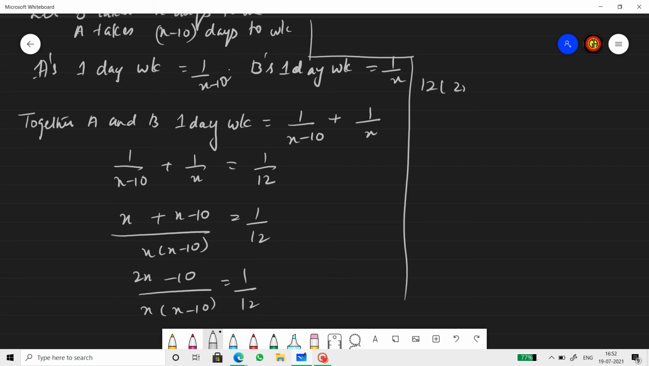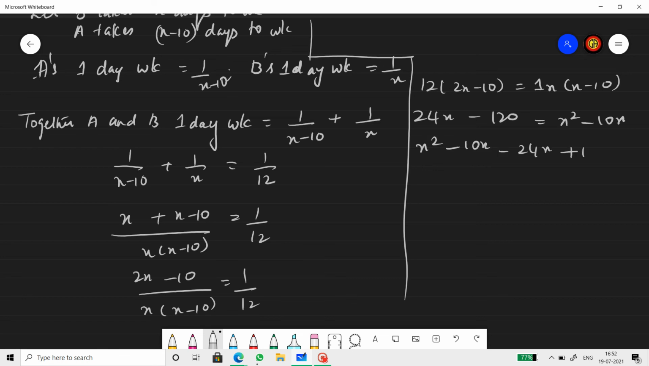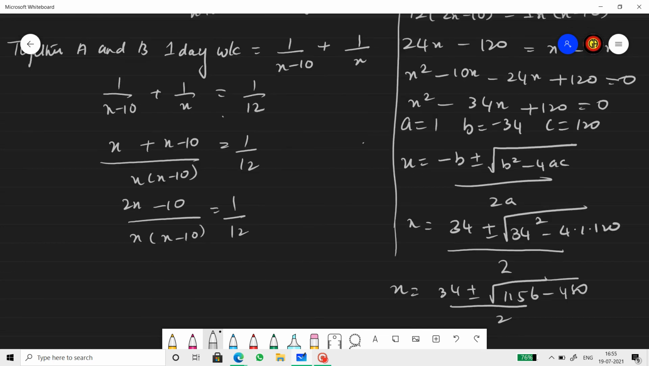So 12 times 2X minus 10 equals X into X minus 10. That means 24X minus 120 equals X square minus 10X. So X square minus 10X minus 24X plus 120 equals 0. So X square minus 34X plus 120 equals 0. Now either use splitting the middle term or use the quadratic formula to solve this.